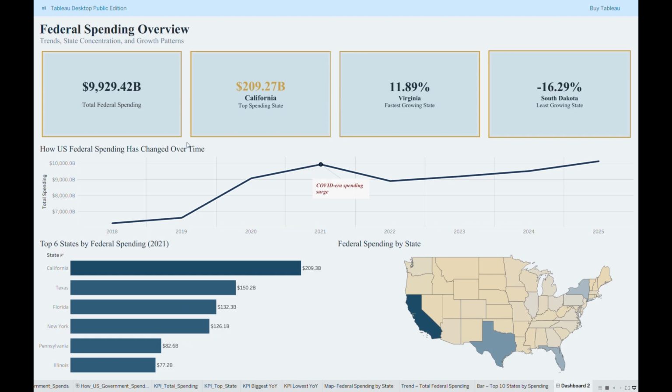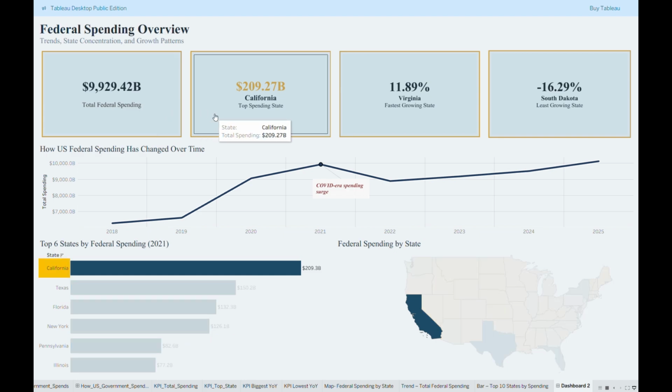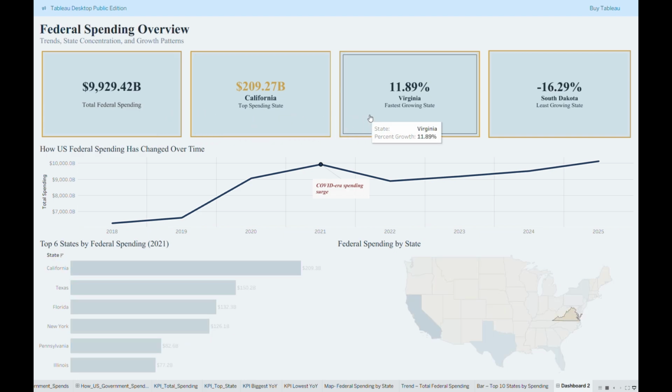Number 1, total annual amount spent by the federal government. 2, the highest spending state. 3, the state with the highest year over year growth, showing where funding is accelerating. And number 4, the least growing state, which helps identify regions falling behind.